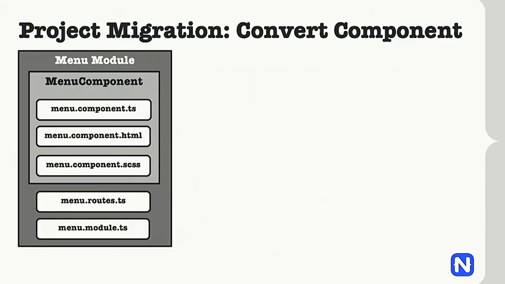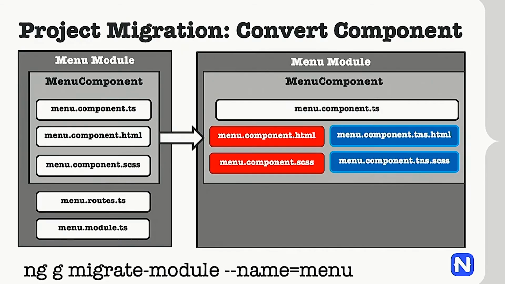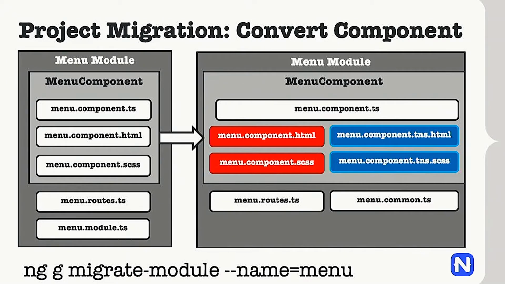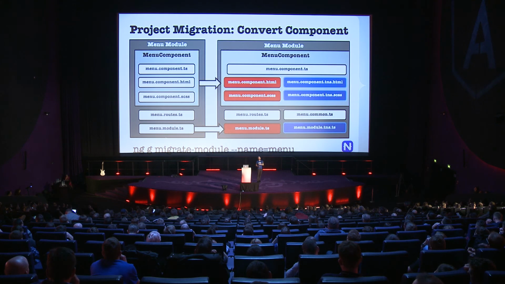You can also migrate modules. If you have a lazy loaded module that has, say, 5 different components inside and some other stuff, you could call ng g migrate module, provide a name, and this will go and migrate each individual component, copy over your routes and the common file, and then add a .module.ts and .module.tns.ts, where you'll be able to add the mobile specific imports and declarations.